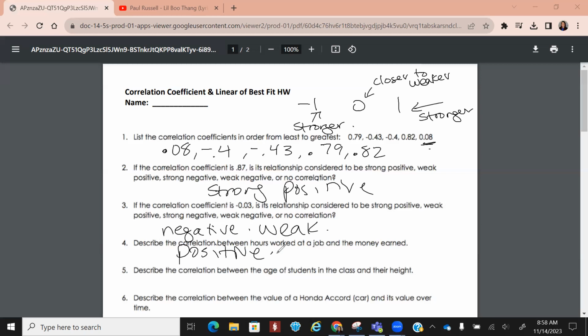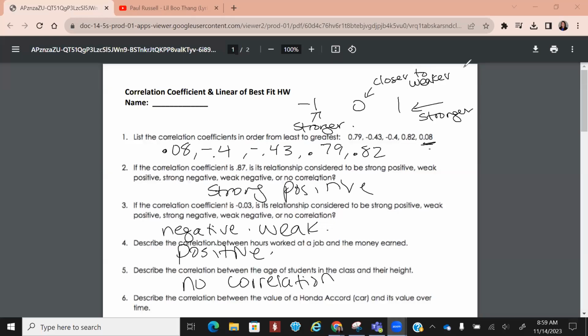Okay, the correlation between age of students in the class and their height. Is it positive? No, it's negative. There's nothing. Okay, how many of y'all have stopped growing since 7th grade? How many of y'all have grown in the past year? Okay, so it's kind of hit or miss, right? We're going to say no correlation, because we have people who are 50 years old and they're 3 feet tall. We've got people who are 6 years old and they're 5 feet tall. So we got various things.